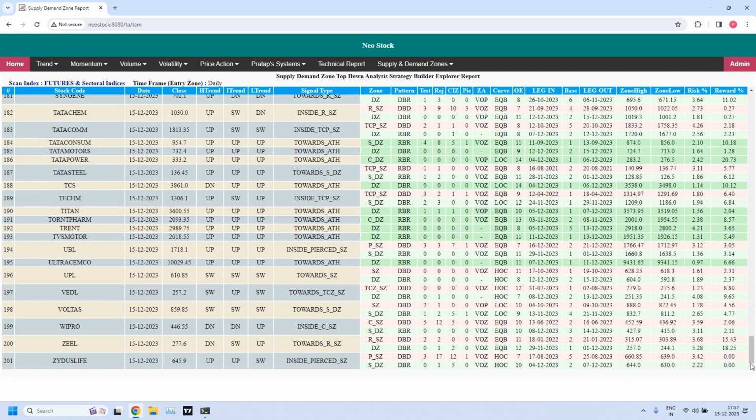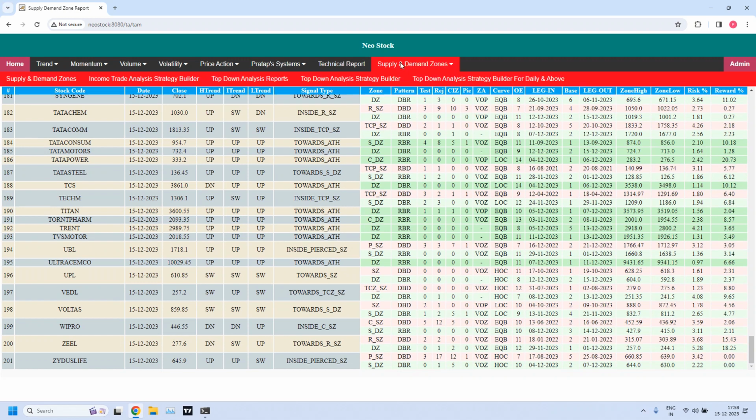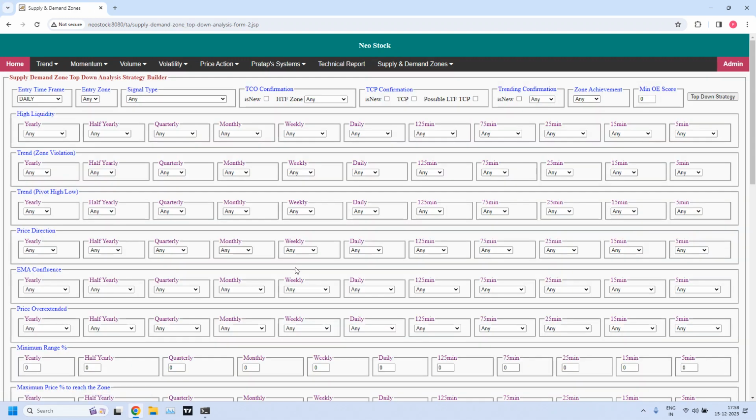So this is the complete list of the stocks on daily time frame. Now let us generate demand and supply zones for all the remaining time frames. Now let us generate stocks near demand and supply zones starting from yearly time frame.